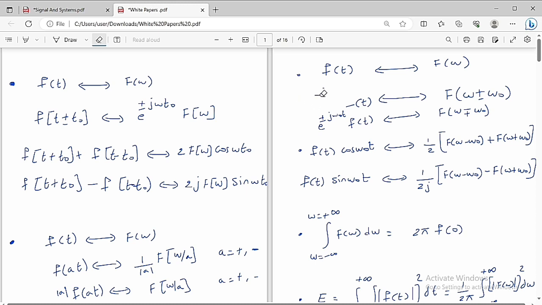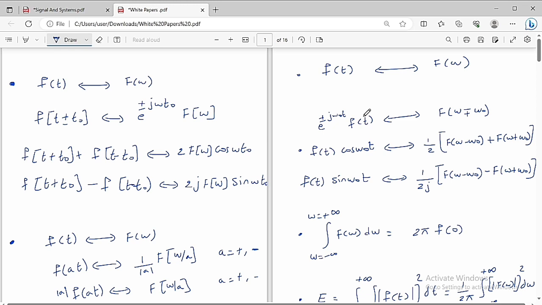So e to the power of plus or minus j omega naught t has a Fourier transform f of omega minus plus omega naught. Here plus means minus, and minus means plus. So this is what you always have to keep in your mind. Therefore, in frequency shifting, we are either delaying or advancing the frequency. Here plus means minus, and minus means plus.